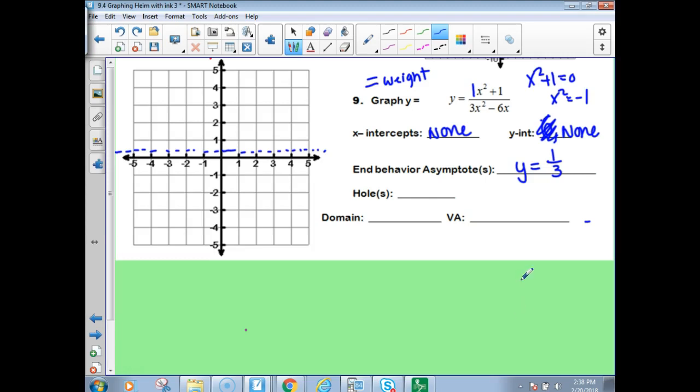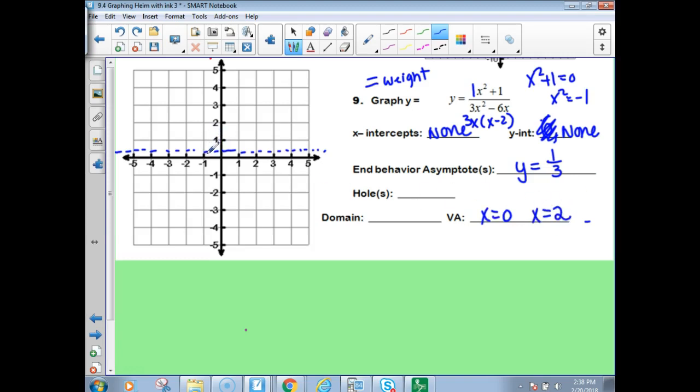And then holes, any common factors to the numerator or denominator? Well, the denominator factors to 3x times x minus 2. So vertical asymptotes, x equals 0 and x equals 2.